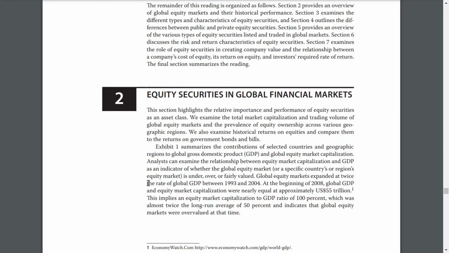Analysts can examine the relationship between equity market capitalization and GDP to see whether the equity market is under, over, or fairly valued. Global equity market capitalization expanded at twice the rate of global GDP between 1993 and 2004. At the beginning of 2008, global equity market capitalization was approximately 55 trillion, and this implies an equity market capitalization to GDP of over 100%, which was almost twice the long-run average of 50%, and indicates the global equity market was overvalued at that time. I mean, it can still be argued it is now.